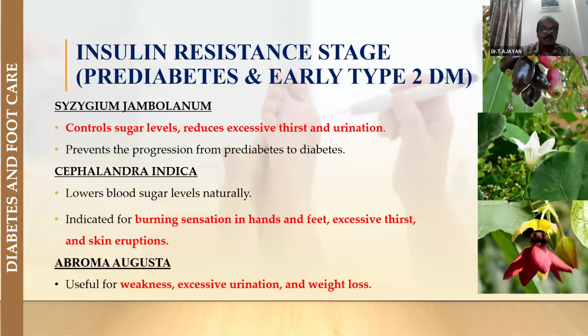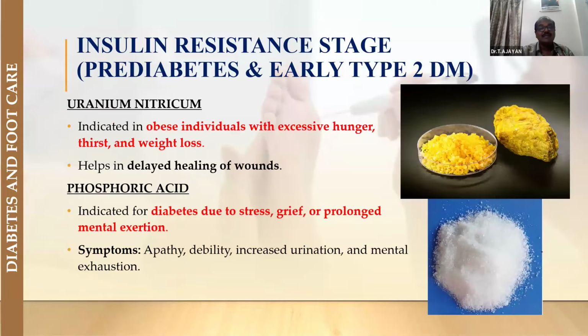One more drug is there, phosphoric acid. The indication of phosphoric acid in diabetes mellitus is strong mental and emotional stress. Then in the insulin resistant stage, pre-diabetic with early type 2 diabetes mellitus, you think of Uranium nitricum and phosphoric acid. Phosphoric acid I will discuss with you in grief and prolonged emotional mental stress with leanness. The symptoms are debility, increased urination, mental exhaustion. You think of phosphoric acid.